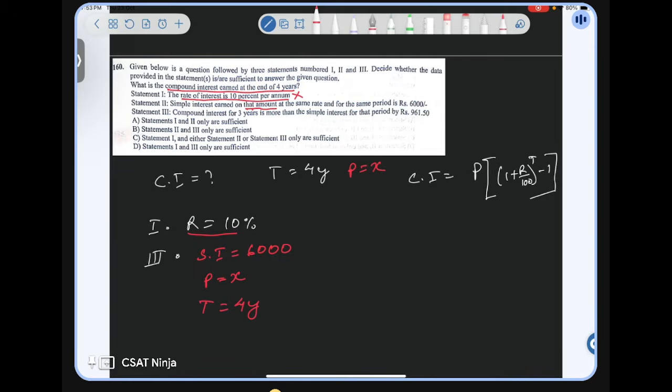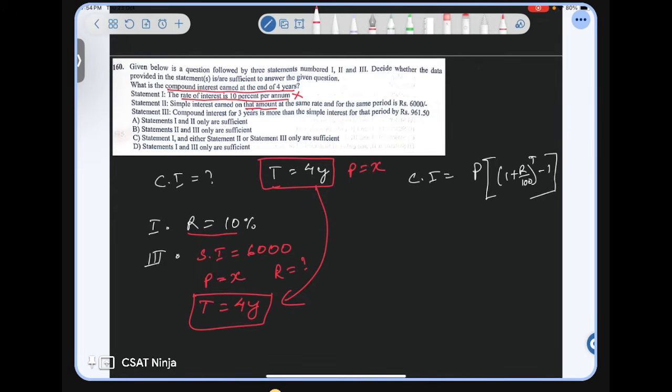Why am I using 4 years here? Because this is not the statement, but this is what is given in the question. That's the reason why I'm using it here directly. But why am I not using the rate of interest here? Because I'm not combining these two statements. That's the reason why I'm not using the rate of interest here.